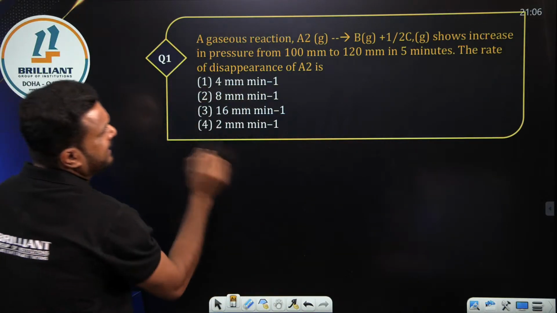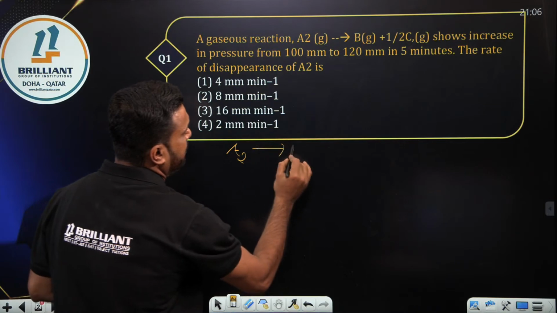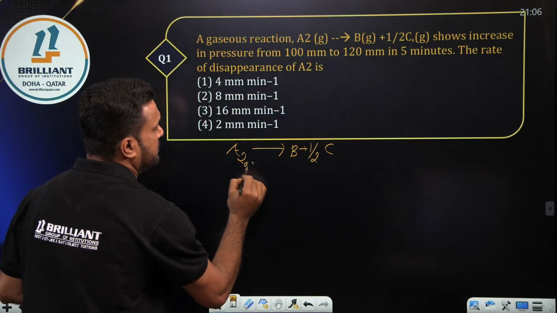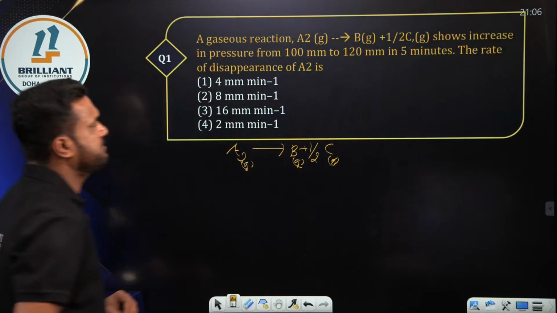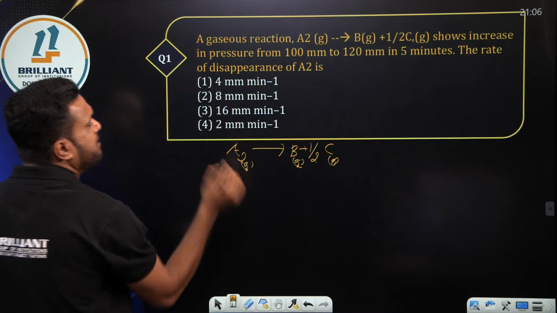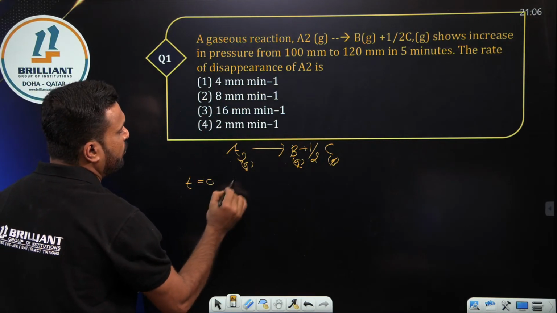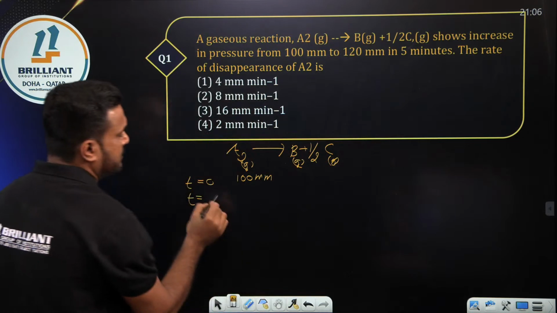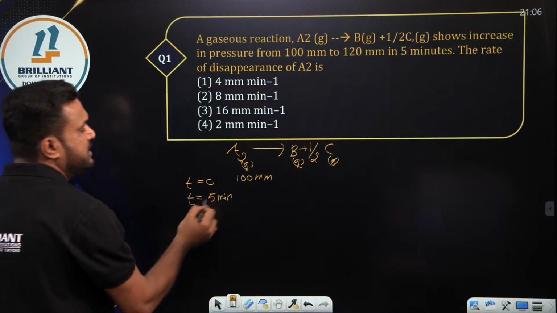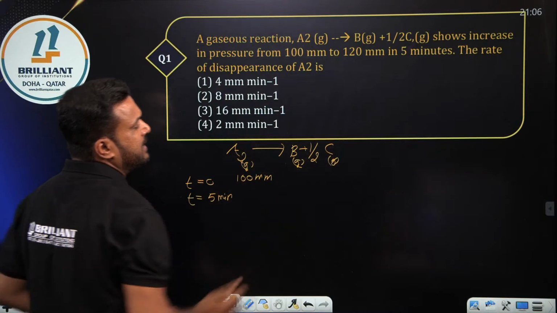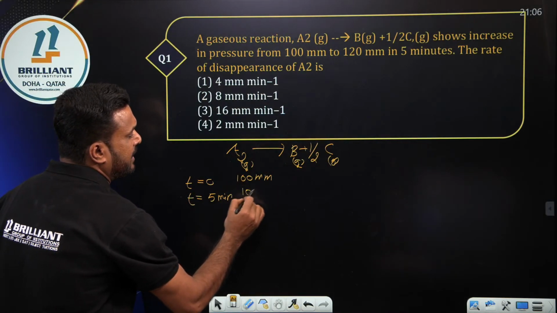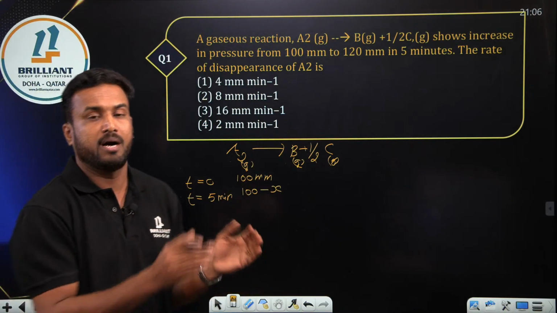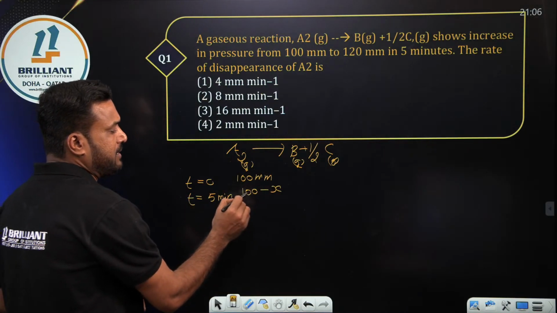Okay, so here the reaction is A2 gives B plus 1 by 2C. This is our equation and this is in gas phase. All the reactants and products are in gas phase. See, here the initial pressure is given. When time t is equal to 0, we have 100 mm. When t is equal to 5 minutes, means after 5 minutes, some molecule will transfer to the right hand side. Then what we can write? We can write 100 minus x will be the pressure after a time t, that is 5 minutes.